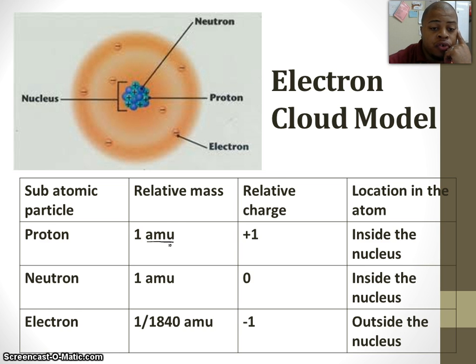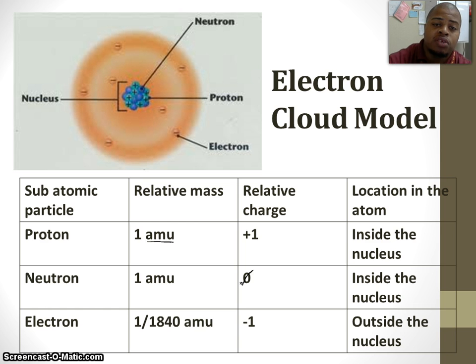Now, neutron also has about the same relative mass, but this time we have no charge being involved. We have a charge of 0, or most times how you actually see it is there'll be a nice little line right through it. This is also going to be located inside the nucleus, as you can see with the model given up to the top of the page.